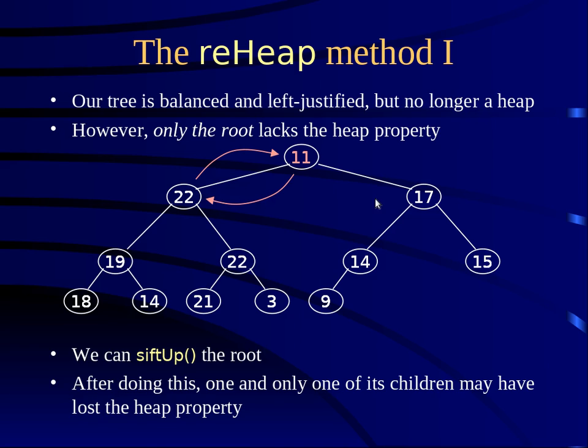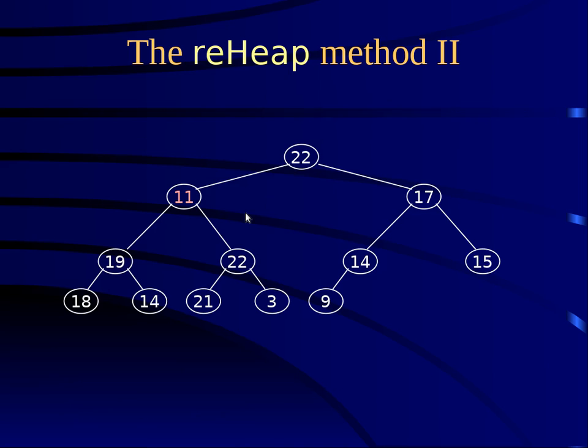To sift down, you look at your two children and find which one's the largest. Why does it need to be the largest? Because if you're going to swap, you need to make sure you're larger than all of your children. So you swap with the 22.